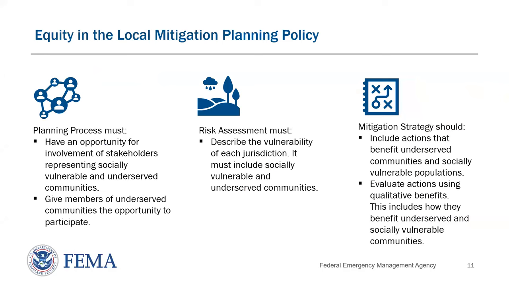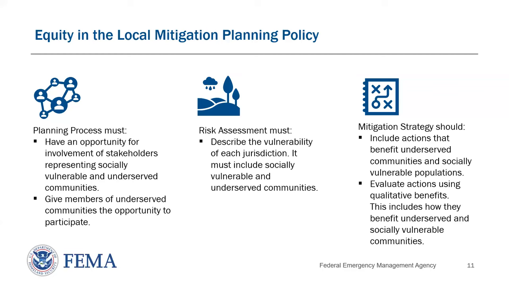So coming to the policies of local and state mitigation planning, the local mitigation policy guide, equity is encouraged throughout the planning process. In the planning process part, it's described that the plan must describe an opportunity for the representatives of nonprofits and community-based organizations to participate in the planning process that work directly with underserved populations. And then the second aspect of it is actually direct opportunity for underserved communities to have the opportunity to participate in the public participation process. So there's two aspects to the planning process.